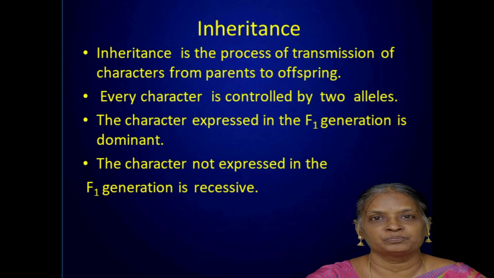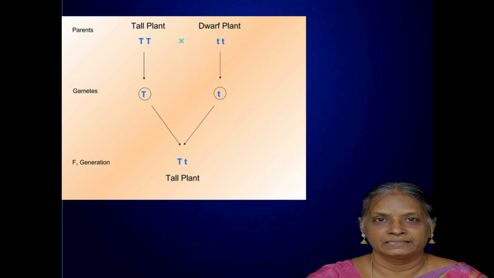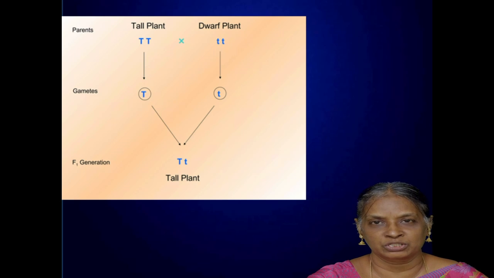The character that is expressed in the F1 generation is said to be the dominant character, and the character that is not expressed in the F1 generation is said to be the recessive character. Now let us see the dominant character. Here we have crossed a tall plant with a dwarf or short plant, and in the F1 generation we could observe all the plants to be tall.